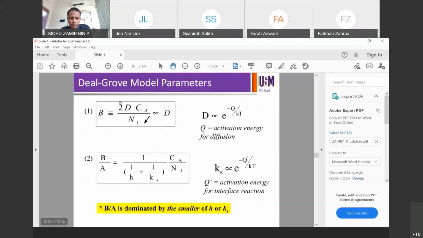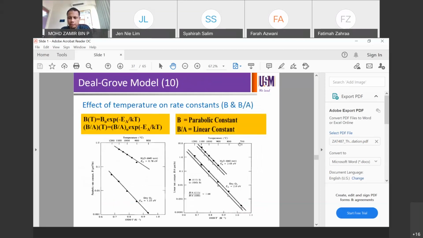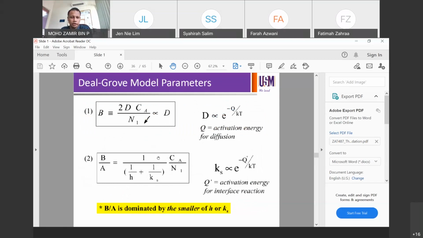So this is another representation of the B and B over A, the dependence on the parameters of the process. Later we will use this for your calculation.